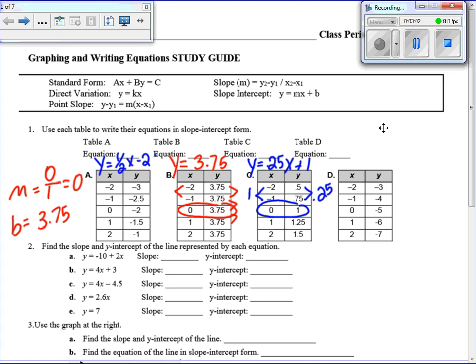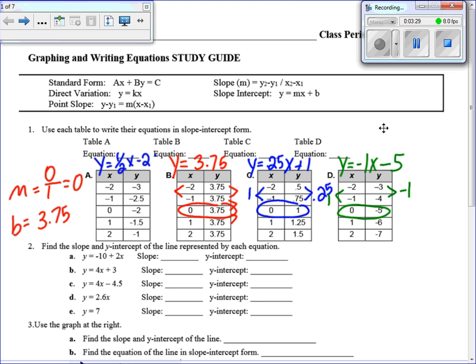Looking at table D, we want to find our change in x compared to our change in y. Our change in y is -1. Our change in x is plus 1. So we have a slope of -1 over 1, which is -1. So we have y equals -1x. There's our slope. And our y-intercept here would be at (0, -5), so our y-intercept is -5.